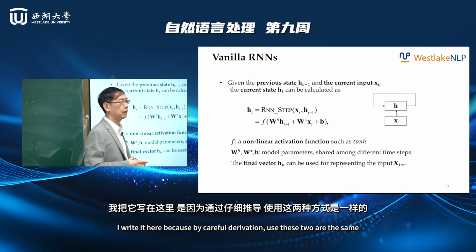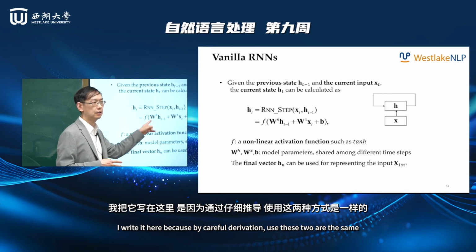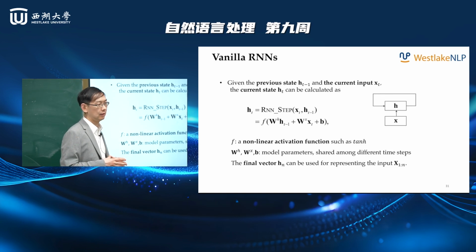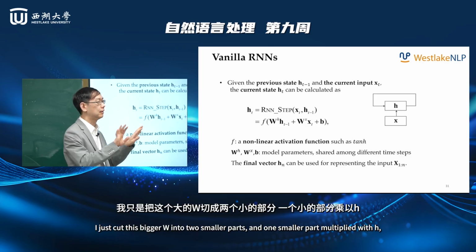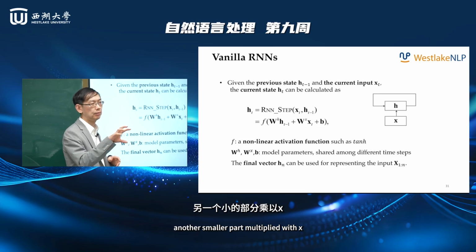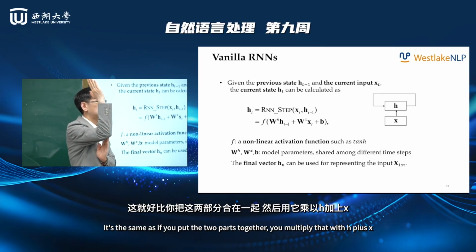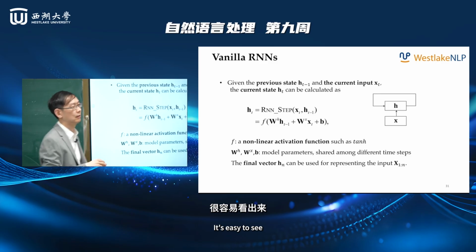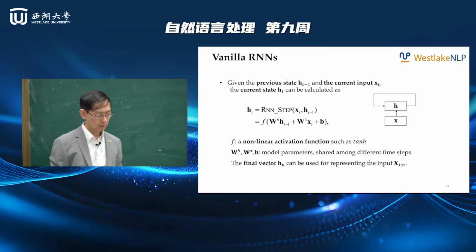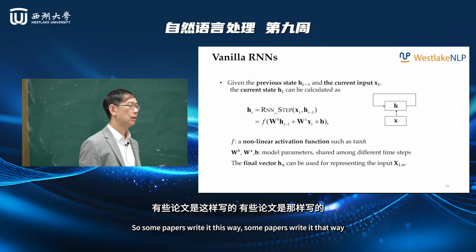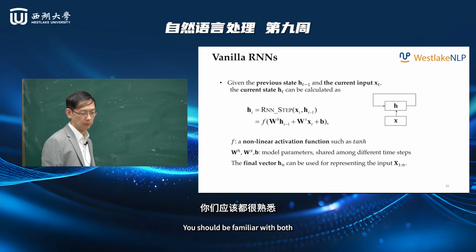I write it here because by careful derivation, you'll see these two are the same, okay? I just cut this bigger W into two smaller parts. One smaller part is multiplied with h, another smaller part is multiplied with x, okay? It's the same as if you put the two parts together and multiply that with h plus x. Okay, it's easy to see, right? Some papers write it this way, some papers write it that way. You should be familiar with both.